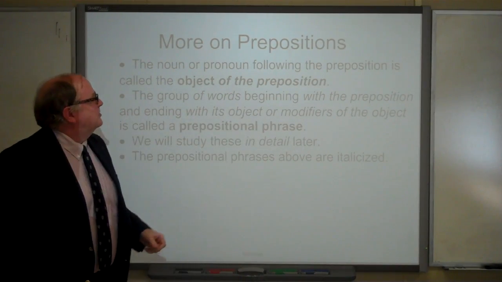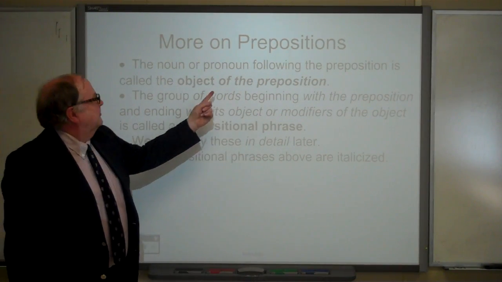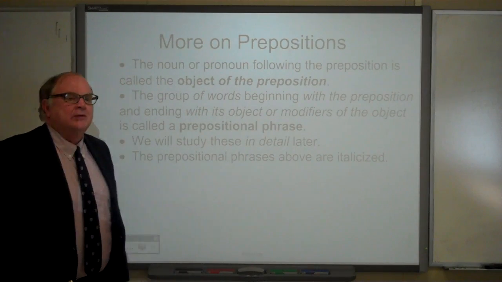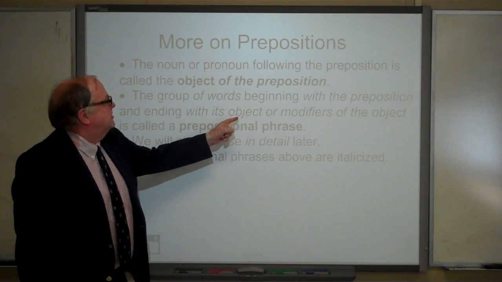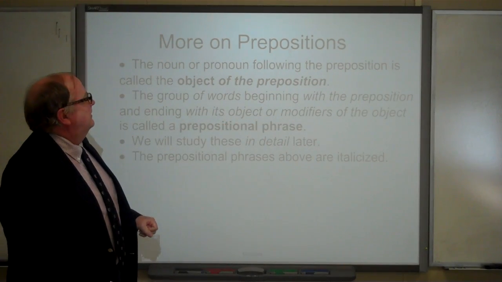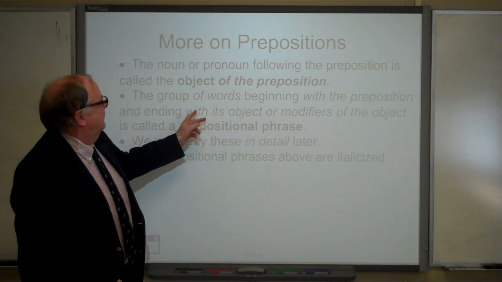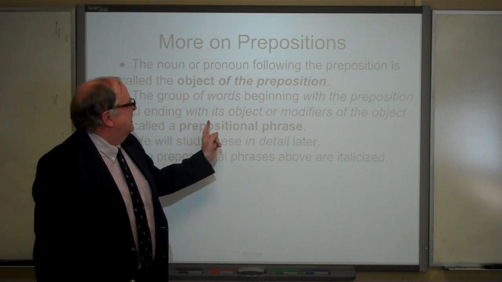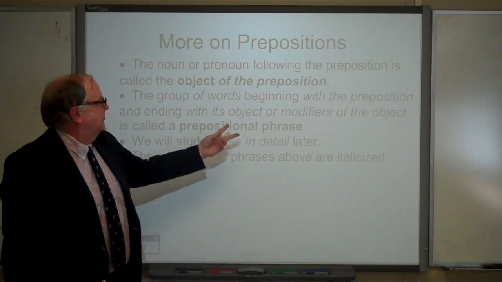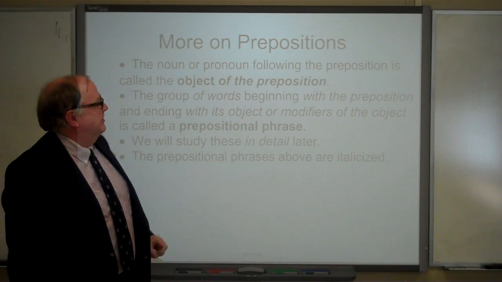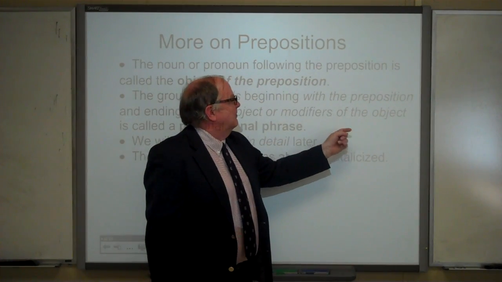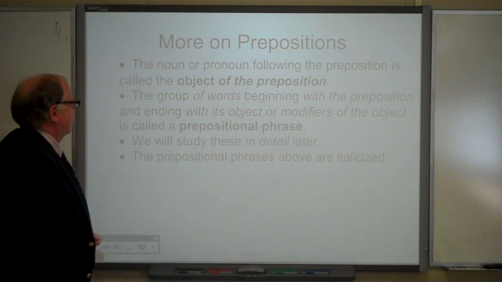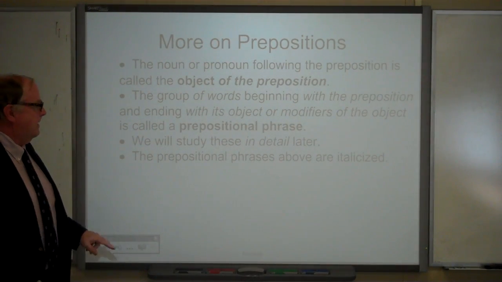So of the preposition is a prepositional phrase. Begins with of, ends with the object preposition. With its object or modifiers is a prepositional phrase beginning with with and ending with modifiers. Notice in this case it's got a compound object. Of the object is another prepositional phrase beginning with of, ending with object.